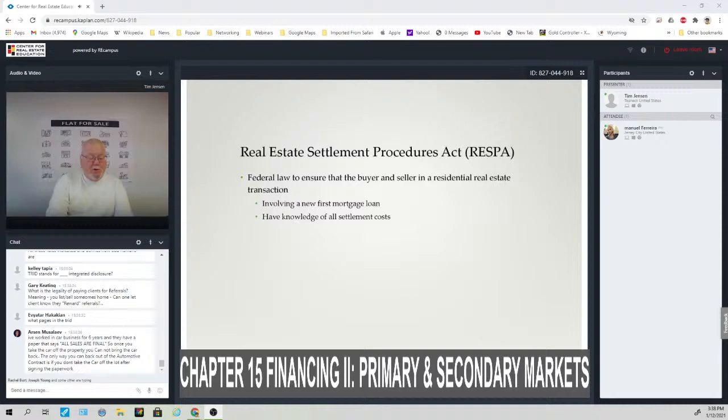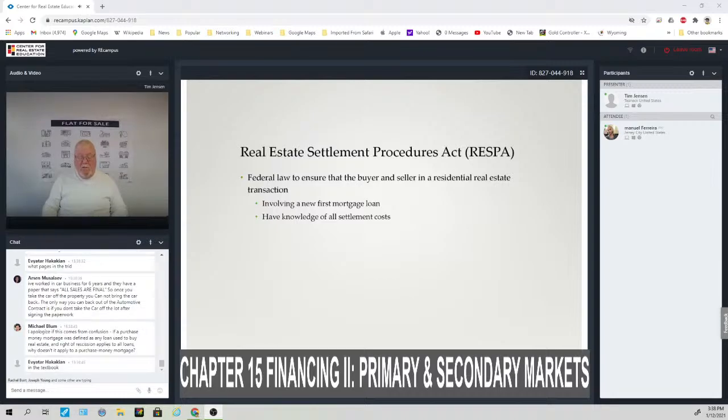What page is the TRID? Well, that would be the bottom of page 261. After Real Estate Settlement Procedures Act, it says TILA RESPA Integrated Disclosure. That's the TRID.